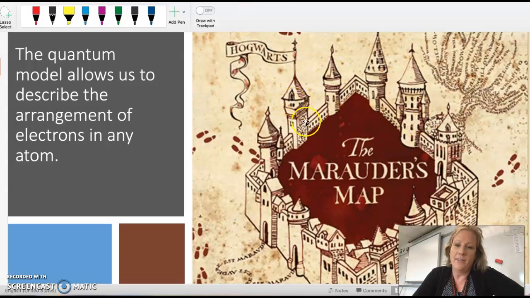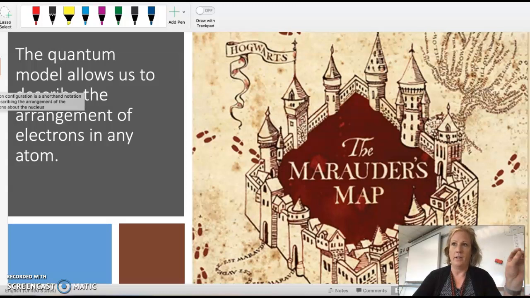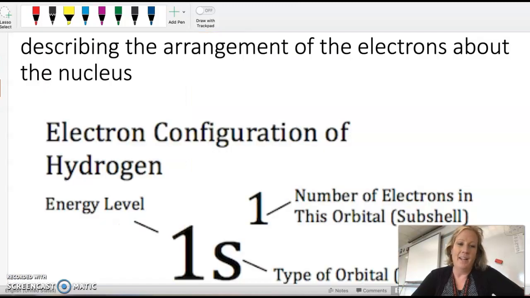I don't know if you watched the movies or read the books for Harry Potter, but the Marauder's Map, you know how he'd be able to see Snape's feet or Dumbledore walking over here. That's my little analogy to electron configurations. It's like we're saying, well, they're over here in the castle and then they're here and so on. So anyways, let me get to the real thing.